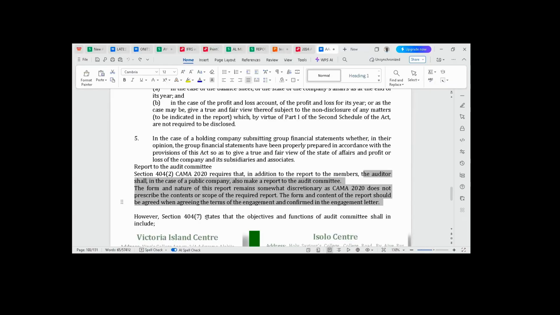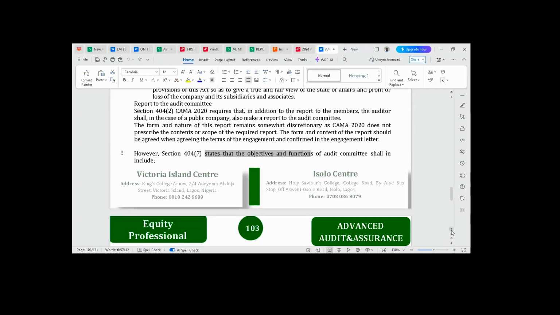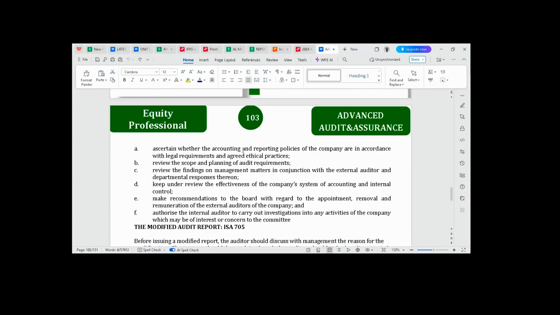Okay, however, section 404, subsection 7 states that the objective of the function of the committee shall include ascertaining whether the accounting and reporting policy of the company are in accordance with legal requirements and agreed ethical practices. That is, what they said they want to do, as documented in the accounting policies, is what they are doing. They also need to review the scope and planning of the audit. You need to look at the auditor's audit scope and audit plan.